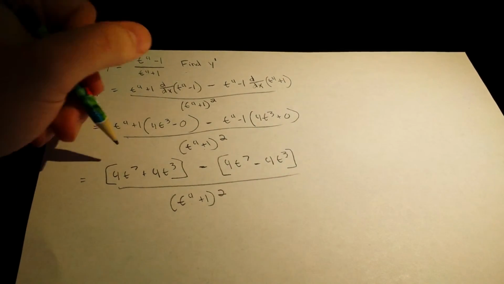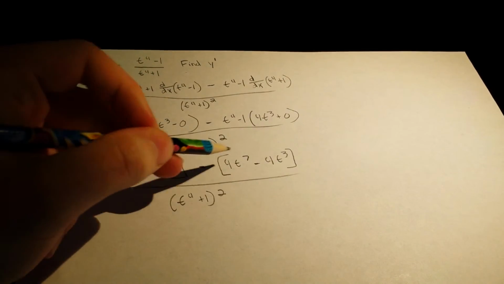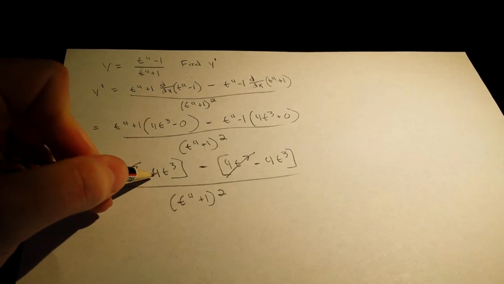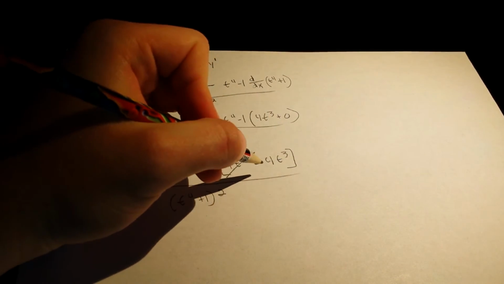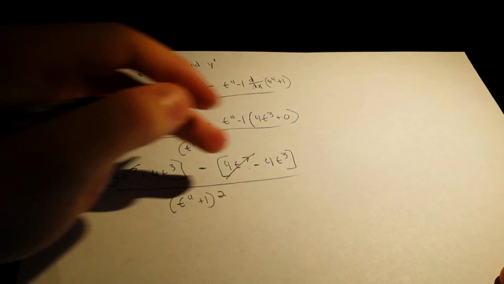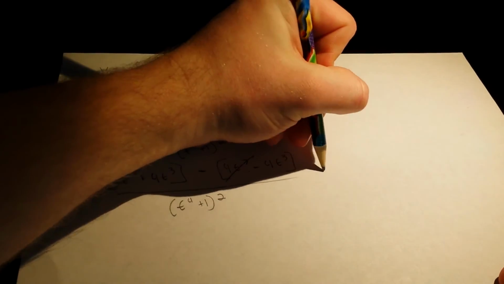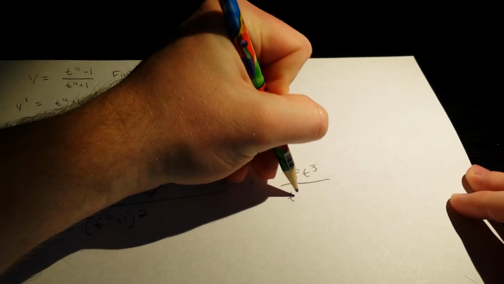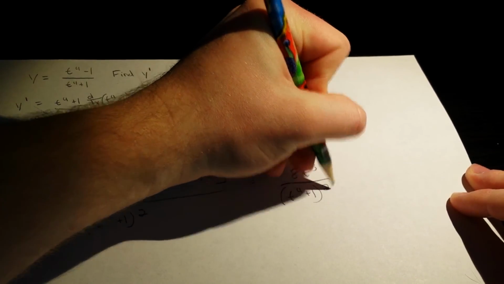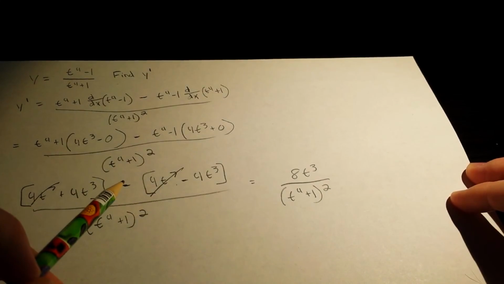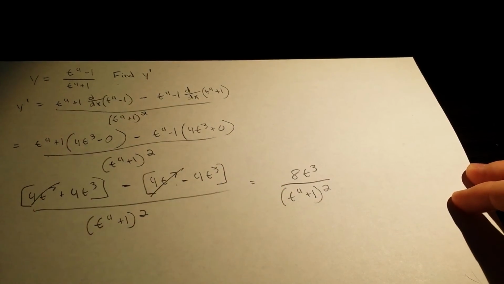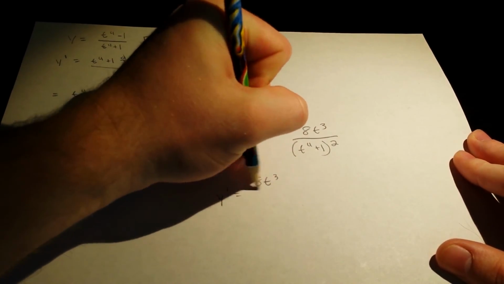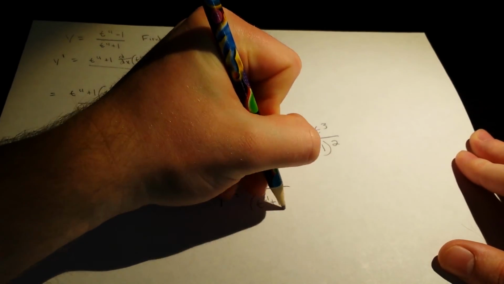And if you notice, this 4t to the seventh will be subtracted by another 4t to the seventh, so they'll be canceled out right there. And all you're left with on the top is just going to be a 4t to the third, and then two negatives here and here make a positive 4t to the third. So then that will just simplify, equaling 8t to the third over t to the fourth plus 1 squared. And that's just because 4t to the third minus a negative 4t to the third will give you 8t to the third. So y prime equals 8t to the third over t to the fourth plus 1 squared.